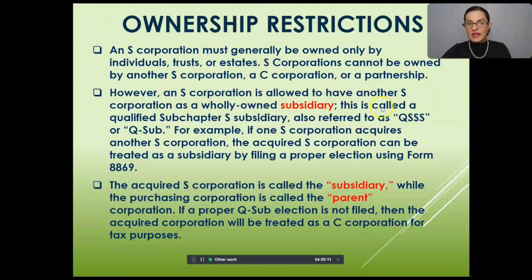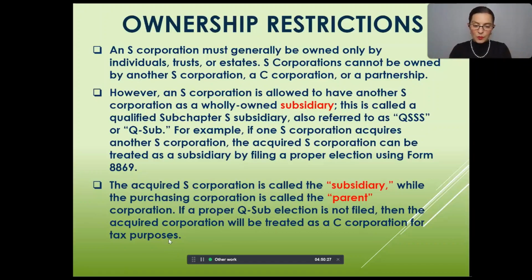It's where an S corporation is allowed to have another S corporation as a wholly owned subsidiary. This is called a qualified subchapter S subsidiary, also referred to as a QSSS, 3 S's, or a Q sub. For example, if one S corporation acquires another S corporation, the acquired S corporation can be treated as a subsidiary by filing a proper election, Form 8869. The acquired S corporation is called the subsidiary, while the purchasing corporation is called the parent corporation. If a proper Q sub election is not filed, then the acquired corporation will be treated as a C corporation for tax purposes. So apparently, this is a pretty common screw up where one company will try to acquire another corporation and treat it as a subsidiary, but the paperwork is not filed correctly.